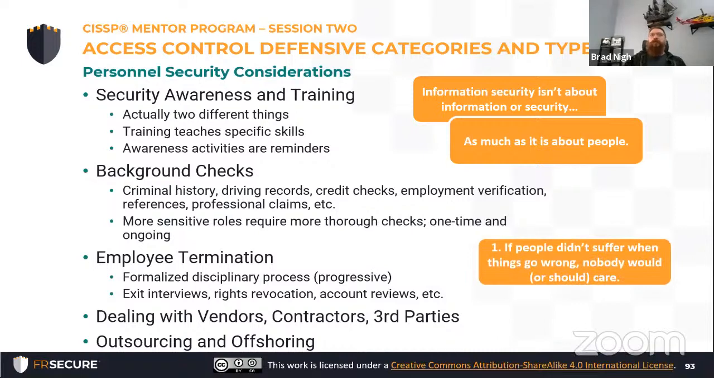A couple of things here, right? If people didn't suffer when things go wrong, nobody would care. And people are the most significant risk. I mean, technology, computers do what you tell them to do, right? I configure the firewall correctly, it's going to do what it needs to do. We have a saying, I'd rather go through your secretary than your firewall. People are busy. We're in a pandemic. Hey, people are working at home and distracted. They're not paying attention. It's a lot easier to take advantage of than a properly configured firewall and trying to brute force in.